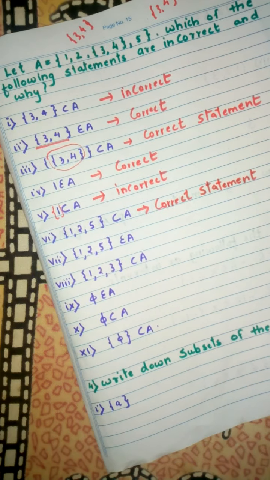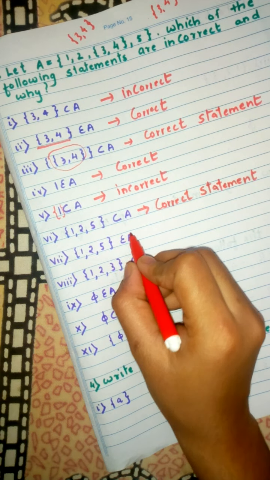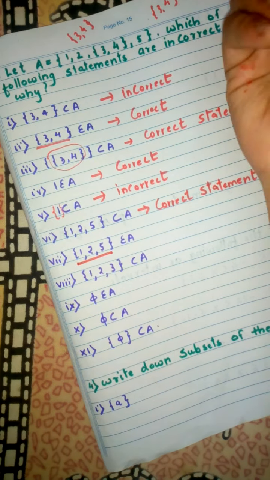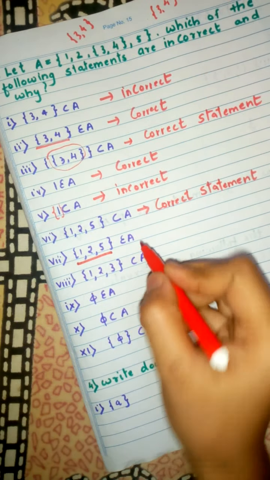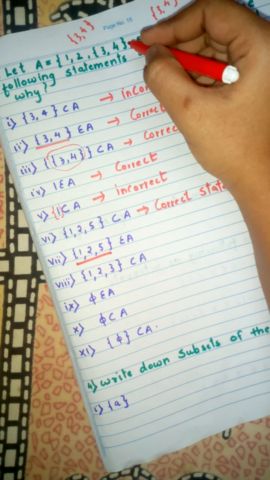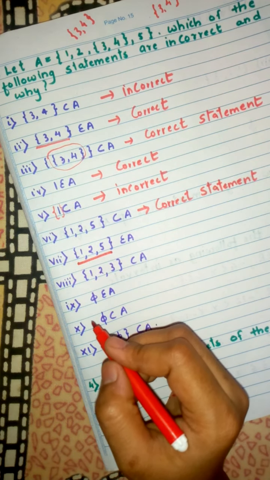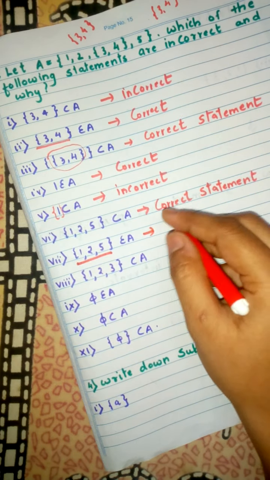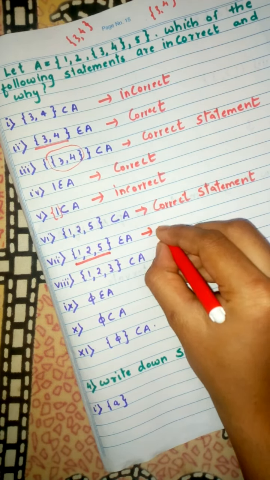Now moving to the 7th question, it says that {1, 2, 5} belongs to A. In the second question I told you that when we have belongs to A, we have to see whether the full set belongs to A or not. We see that only the set {3, 4} belongs to A, not {1, 2, 5}. Therefore this is incorrect.